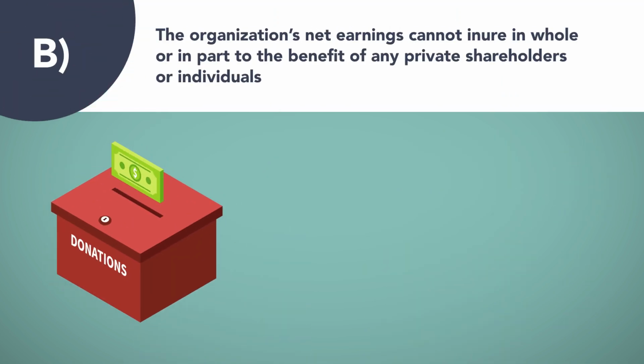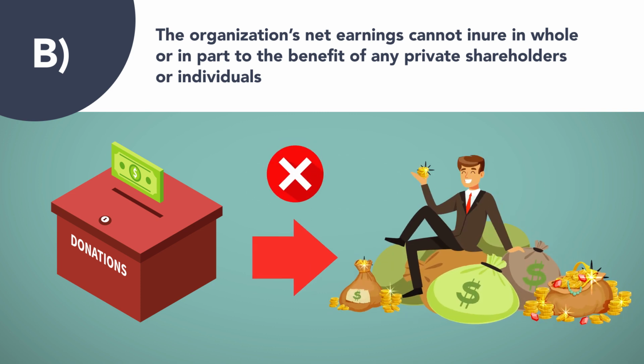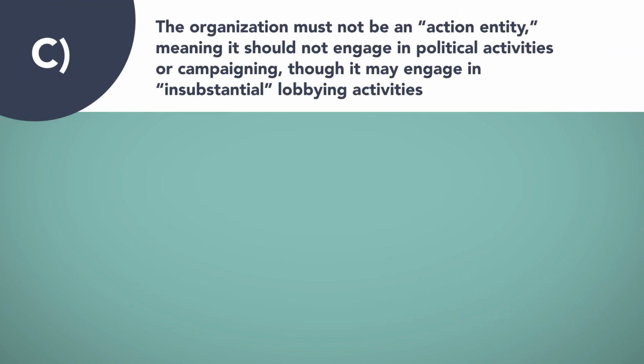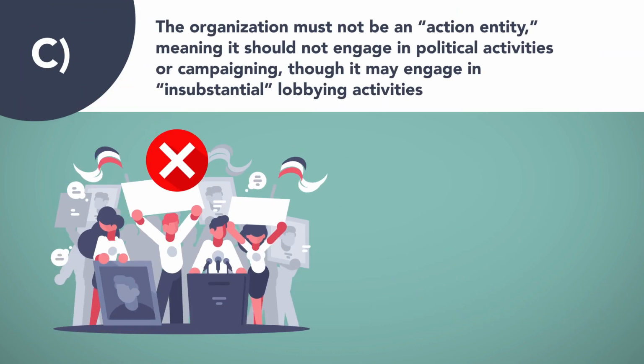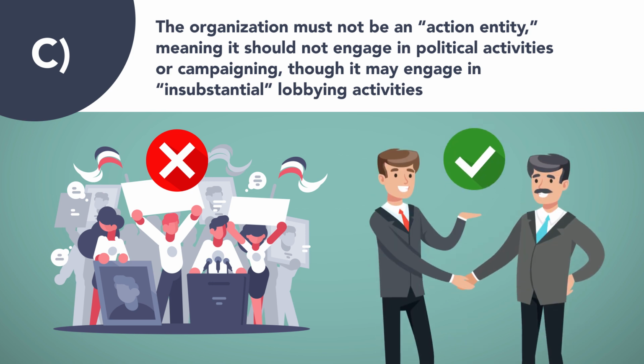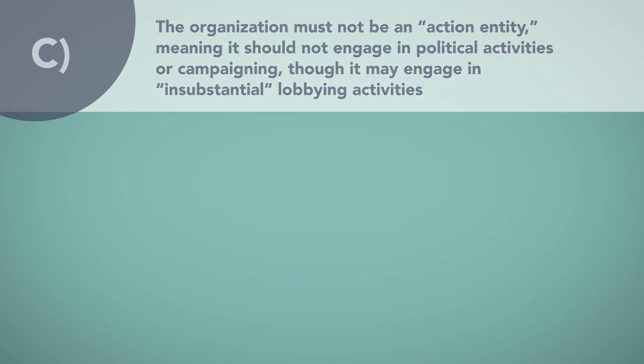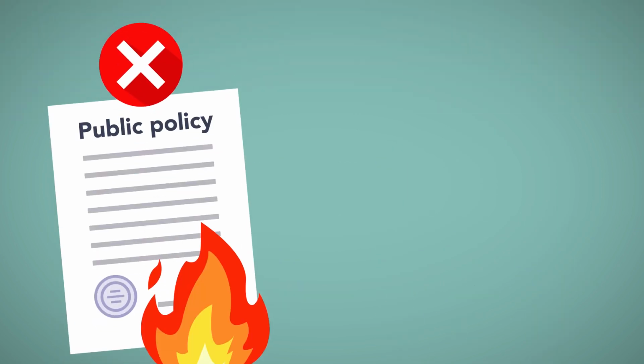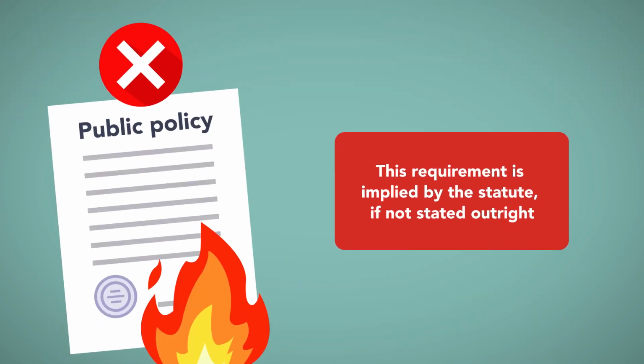B. The organization's net earnings cannot inure in whole or in part to the benefit of any private shareholders or individuals. C. The organization must not be an action entity, meaning it should not engage in political activities or campaigning, though it may engage in insubstantial lobbying activities. In addition, the organization must not violate public policy. This requirement is implied by the statute, if not stated outright.